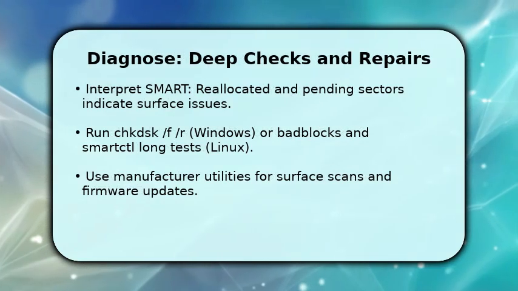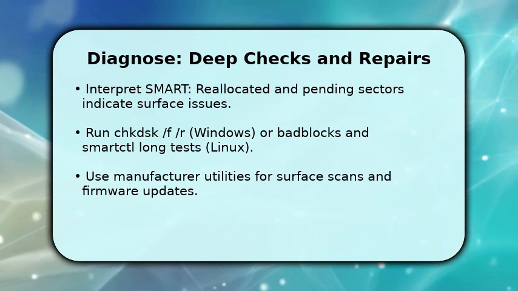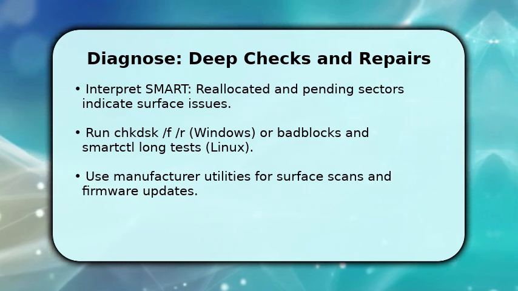You now interpret the smart attributes. Pay attention to reallocated sector count, pending sectors, and CRC errors because they reveal physical media problems versus interface issues.